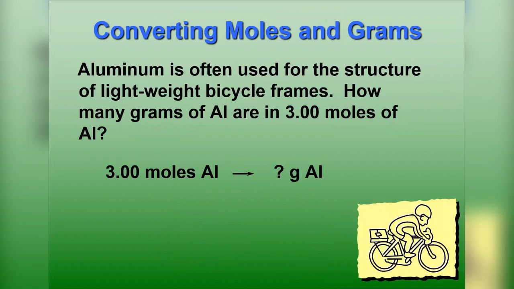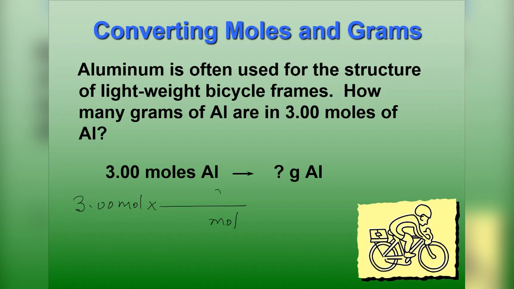Aluminum is often used for the structure of lightweight bicycle frames. How many grams of aluminum are in 3 moles of Al? So, factor label method, 3 moles, conversion factor, this mole goes in the denominator, and we are finding what?